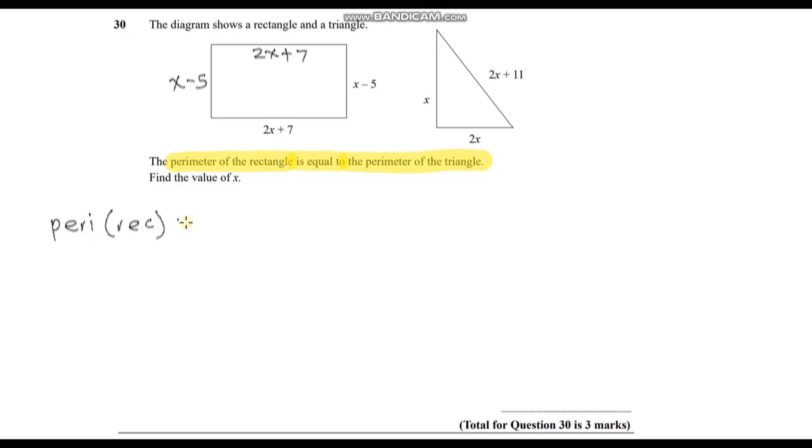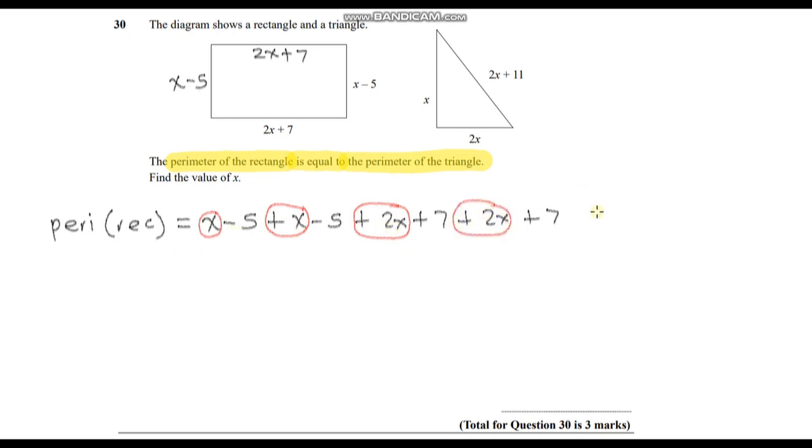So the perimeter for the rectangle, we're going to add up all of these lengths. So it's going to be x minus 5 plus x minus 5 plus 2x plus 7 plus 2x plus 7. So we can simplify this a bit. If we collect all of our x terms, we've got x plus 2x plus another 2x. That's 2, 4, 5, 6x. So it's going to be 6x.